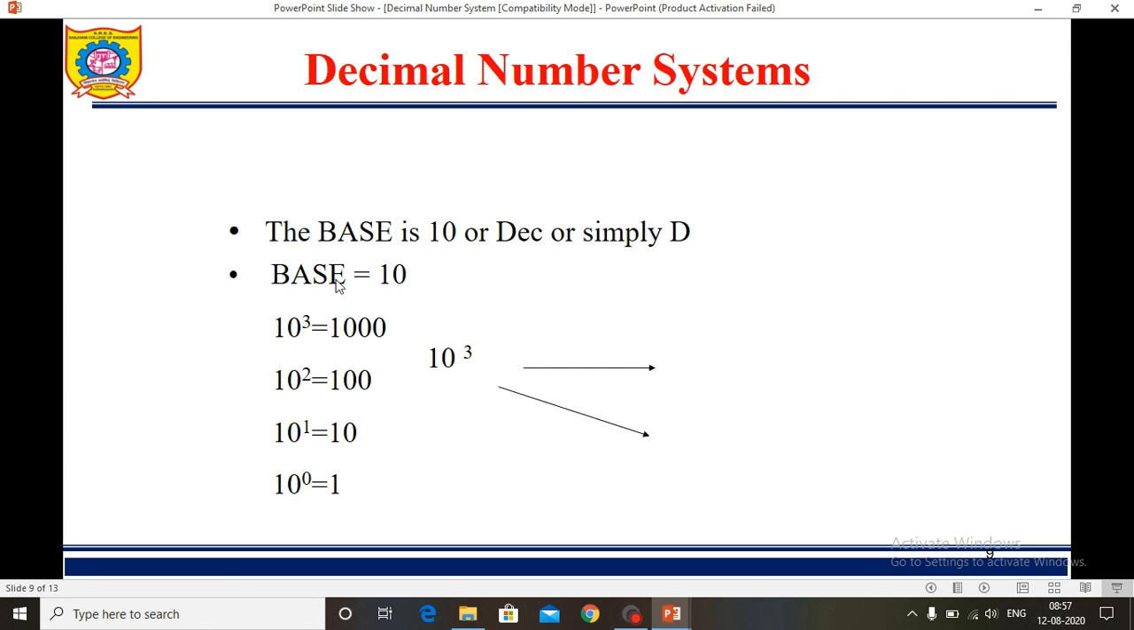Already I have told you that the base is nothing but 10. So here I have taken 10 raised to 3, which represents 1000. 10 raised to 2 represents 100. 10 raised to 1 represents 10, and 10 raised to 0 represents 1. So how is this represented? In 10 raised to 3, the 3 is the power, or exponent, and the base is 10.